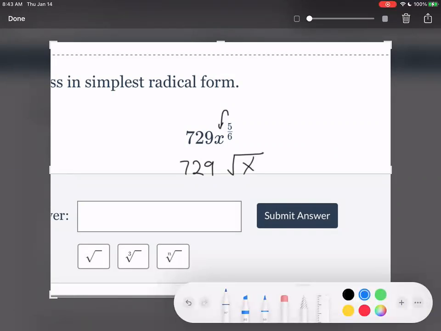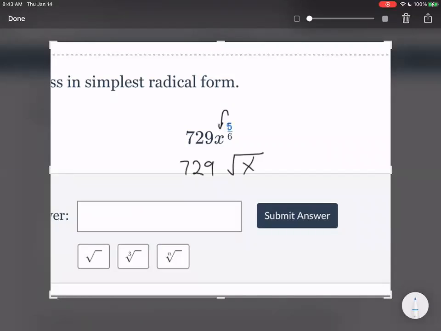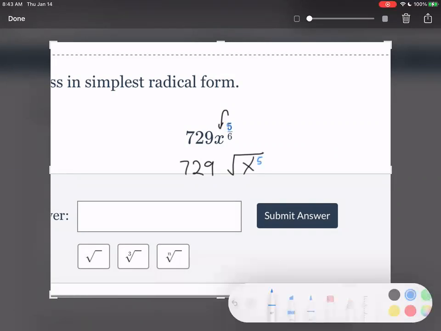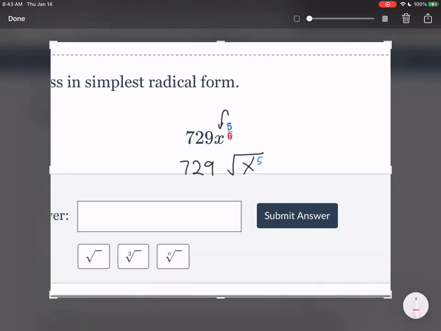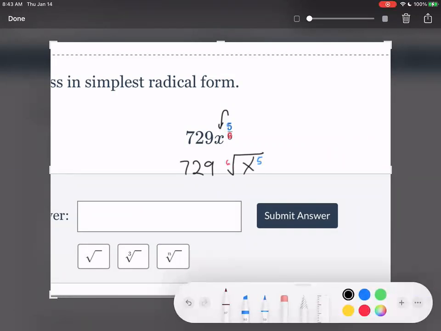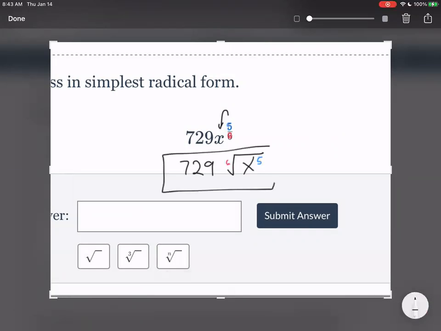Then, same procedure as usual. This 5 is your exponent inside your radical, and the 6 is the radical number. So as a final answer, we have 729 times the 6th root of x to the power of 5. That's it.